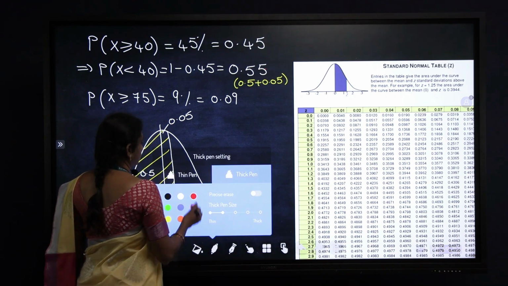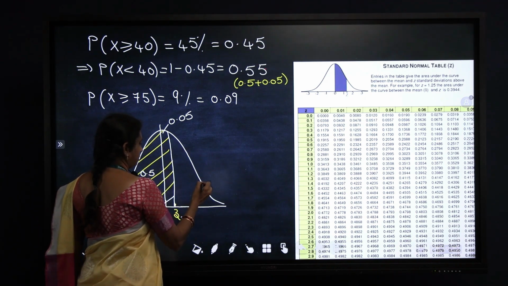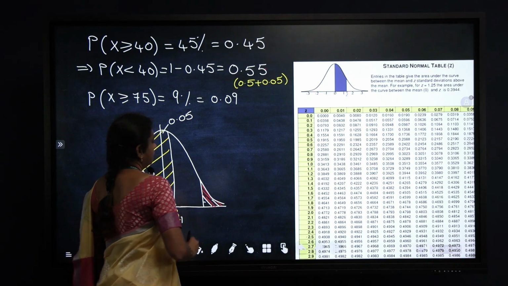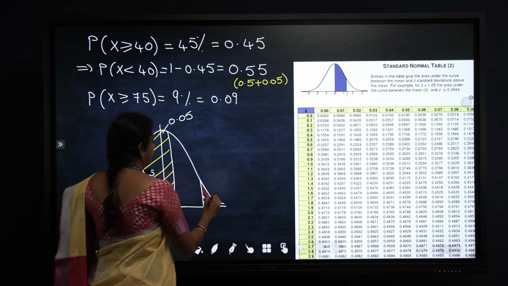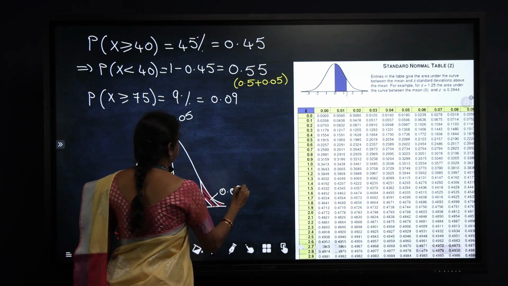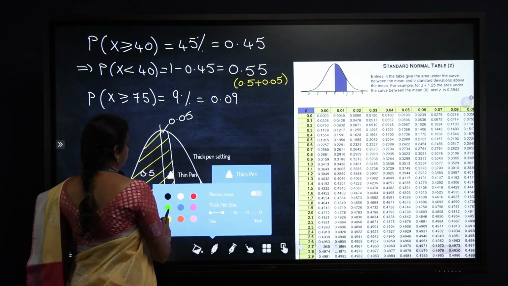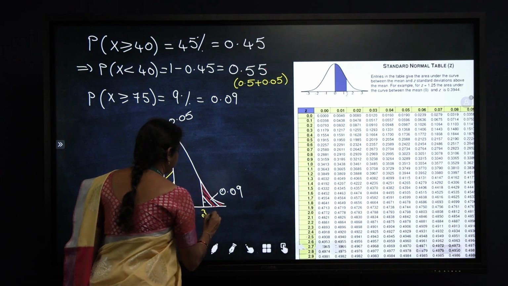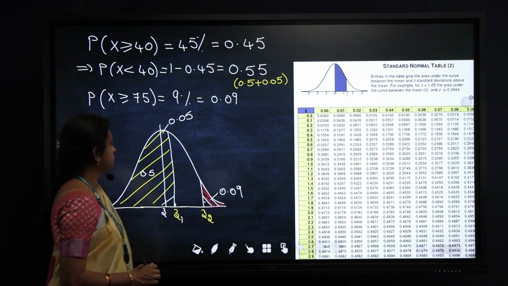So suppose I take the area on the right hand side, and this area is given by 0.09. Right? So now this value will be equal to Z2. So here the value is Z2. Now we need to find the values of Z1 and Z2 from the normal tables. So we'll find out.